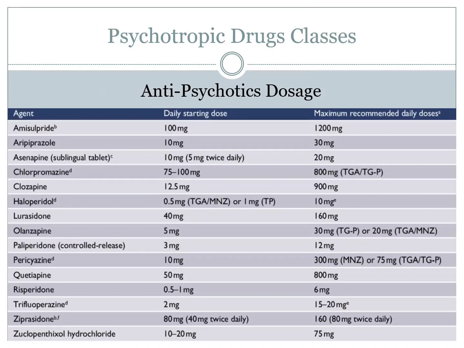This is the dosage chart. For common drugs, aripiprazole maximum dose is 30, the required dose is 10. Clozapine starting dose is 12.5 and can go up to 900 milligram. Haloperidol up to 10 milligrams, and for olanzapine it is 30 milligram, and risperidone is 6 milligrams. These are the common drugs.